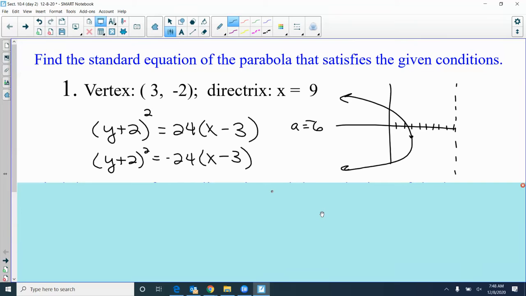For those of you at home, we just did this intro problem to review parabolas a little bit. A should be -6 when you look at that.